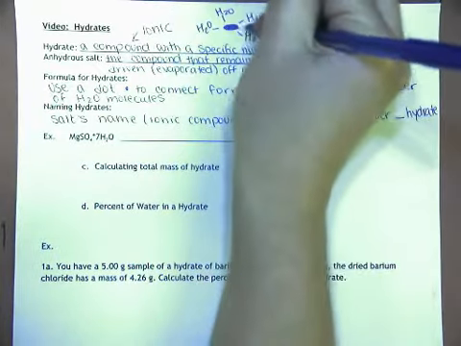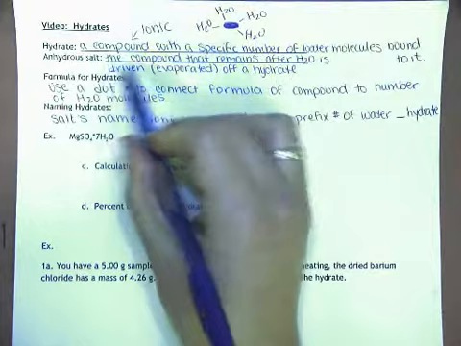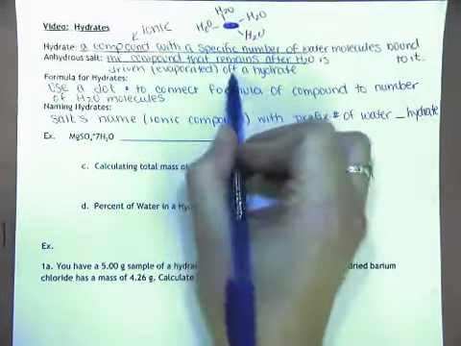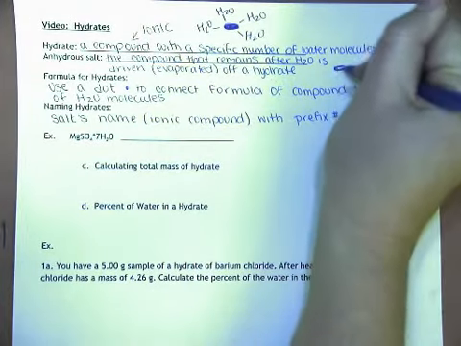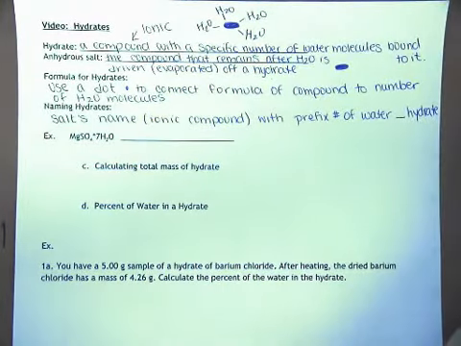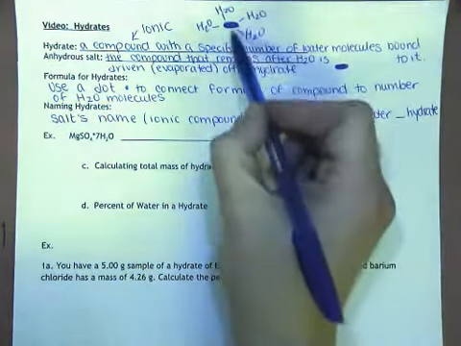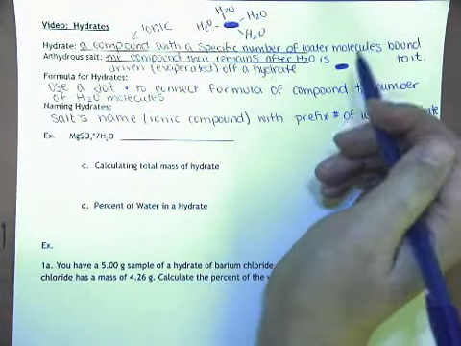Now the inside portion is called my anhydrous salt. This is the compound that remains after the water is driven or evaporated off of the hydrate. So the anhydrous salt is just the portion that gets left behind. When we write hydrates, we show that my anhydrous salt is bound to a distinct number of water molecules.